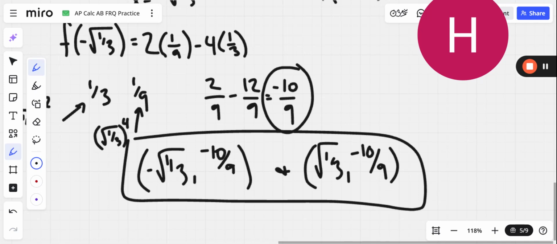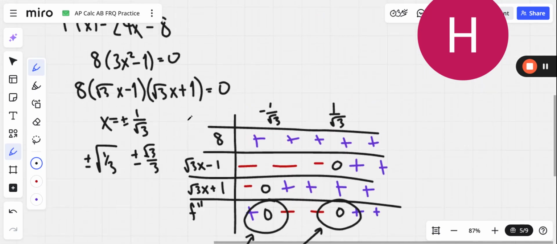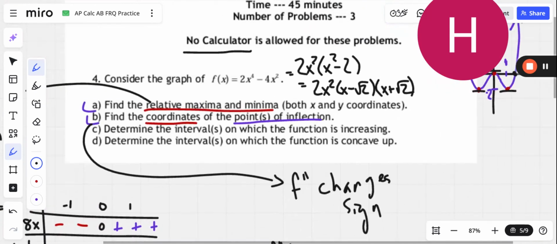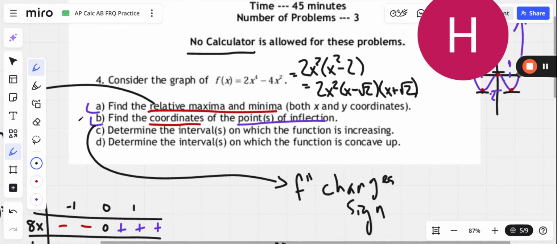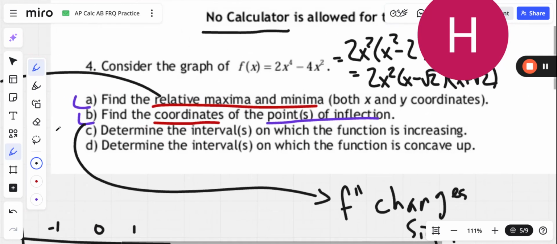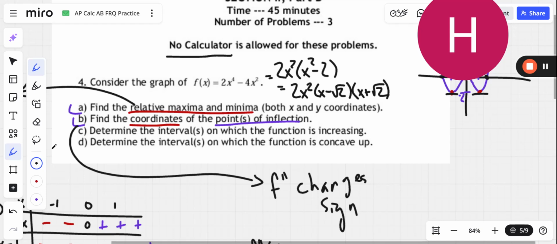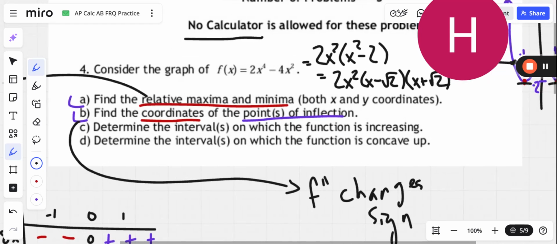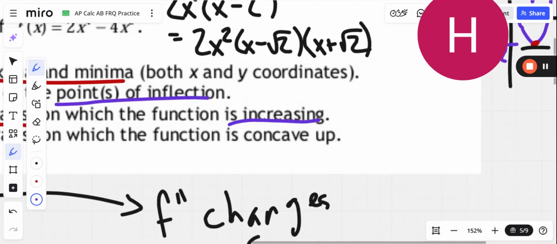Okay, and I know I use the chart, which takes a little bit of time to analyze, so you might be wondering, wow, do we have to do this on every single problem? Well, not really, because in fact the chart is going to reveal more than just those 0 points. It shows the positive and negative behavior. So C and D are going to be a cakewalk. It says determine the intervals on which the function is increasing. We just need to be able to interpret what that means.